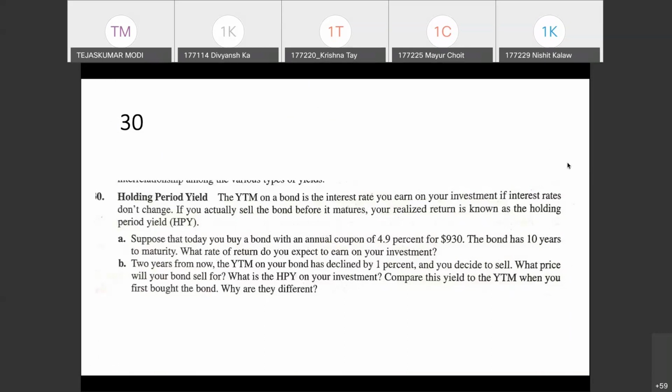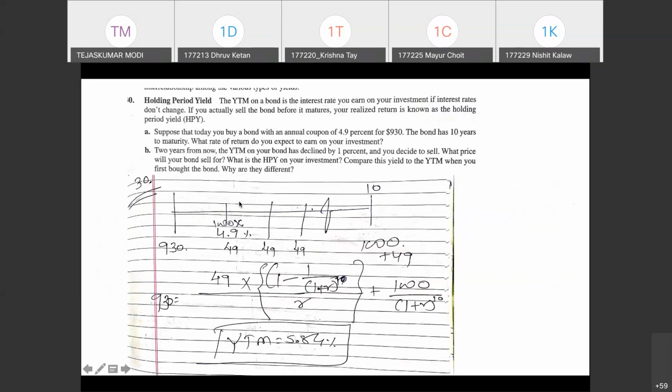Please guys, someone participate. Sir, in this question, the coupon rate is 4.9% and we are buying it for 930 rupees, a dollar. So this means that it is being sold at a discount. The bond has a maturity of 10 years. The YTM is what we need to find. From this information we can conclude that the YTM will be greater than the coupon.